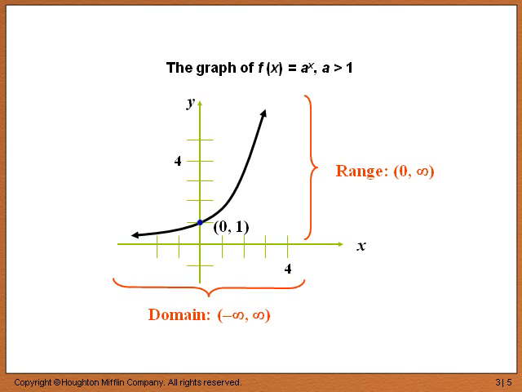The range of the exponential function is from 0 to infinity, to positive infinity. And the lower endpoint doesn't include 0, because the value of the function approaches 0 but never actually reaches it.